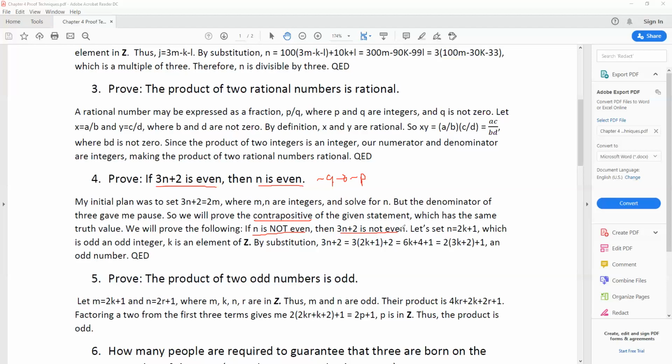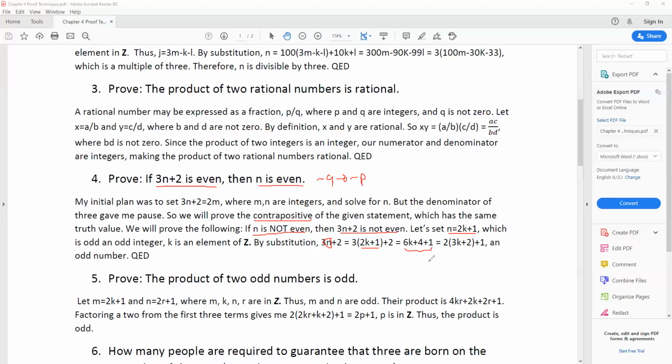If n is not even, then I can write it as 2 times k plus 1, which makes it odd. And let's see what happens by substitution. I'm going to let n be an odd number, 2k plus 1. Then I'm going to substitute the 2k plus 1 for n in 3n plus 2. Once I distribute, that gives me 6k plus 5.